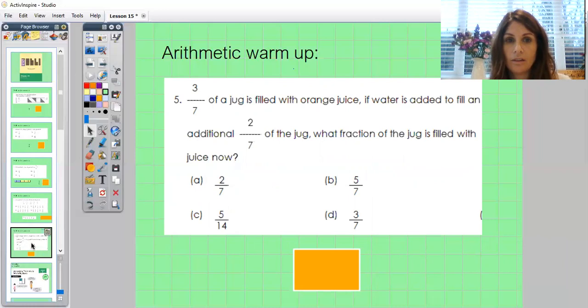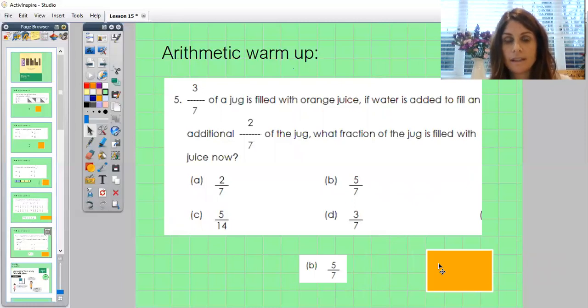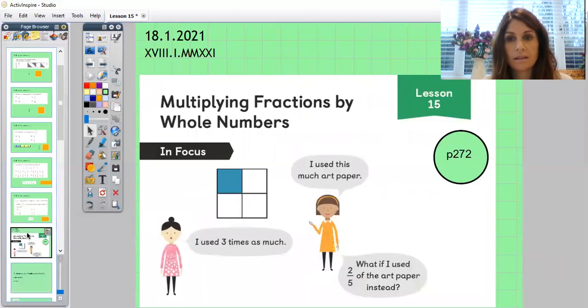Okay, 3, 2, 1. Right, hopefully you had B, 5/7. Don't fall into the trap of adding the numerators and the denominators. You only add the numerators, and remember the denominator stays the same. So it's not 5/14, it's 5/7. Great, well done. Okay, let's have a look at today's Maths No Problem.